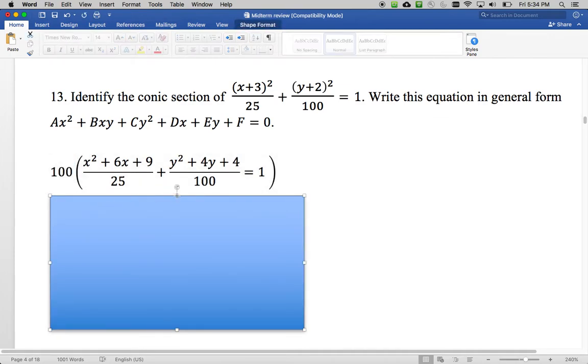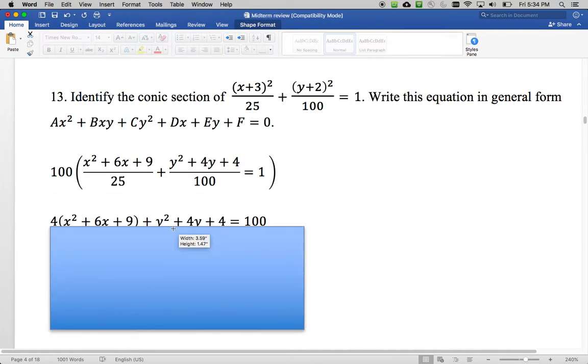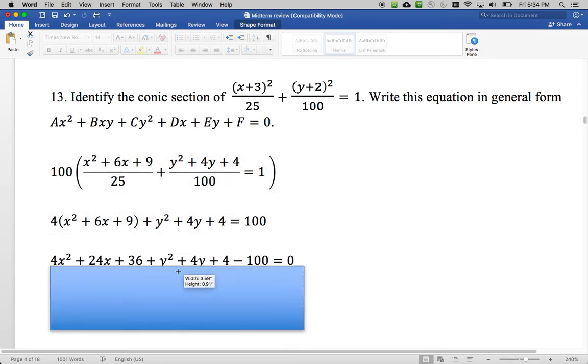And so when we do that, we get 4 is left over here because 100 divided by 25 gives us a 4, and we have to distribute the 4 through here. And then with the y fraction, we just lose our denominator, and then 1 becomes 100. And then when we distribute the 4 throughout this set of parentheses, this is what we get.